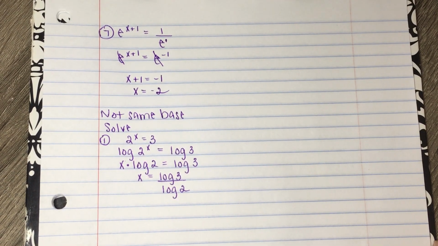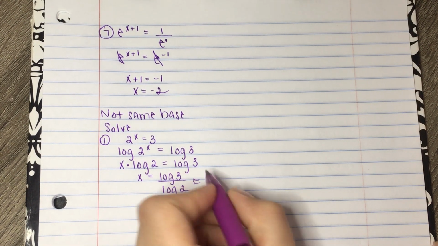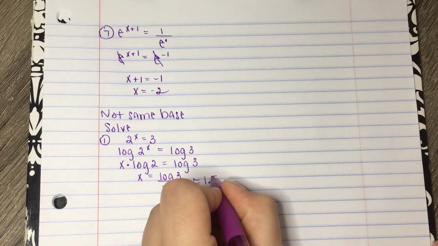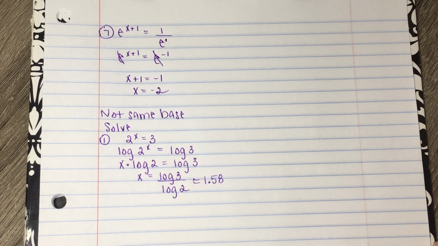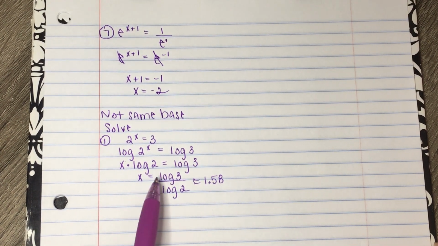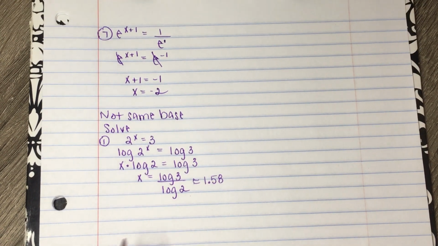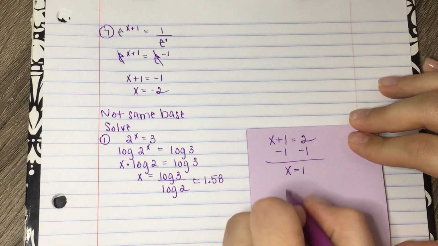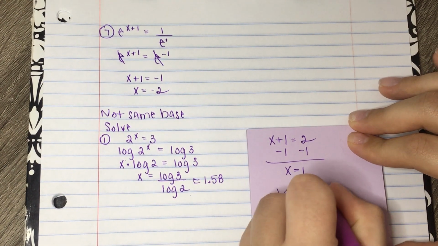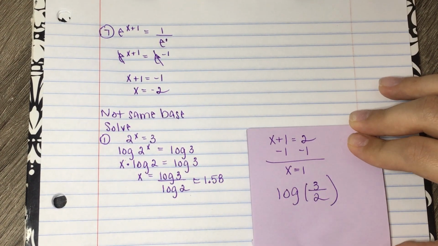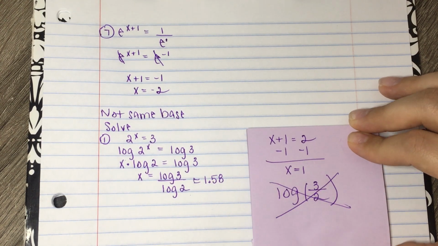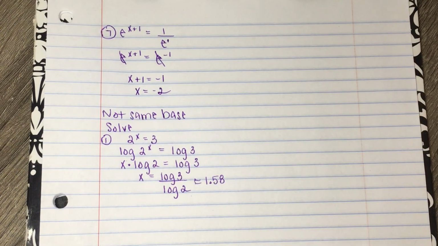I'm a-okay with you leaving this as your final answer, but if you do have a calculator handy, you can go ahead and give me the decimal approximation. I'm rounding here. Now, it's very important that you do log 3 divided by log 2. You cannot do log 3 over 2. They are not the same thing. You're not going to get the same answer.